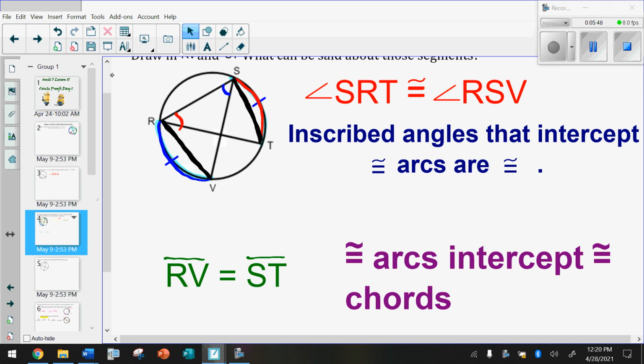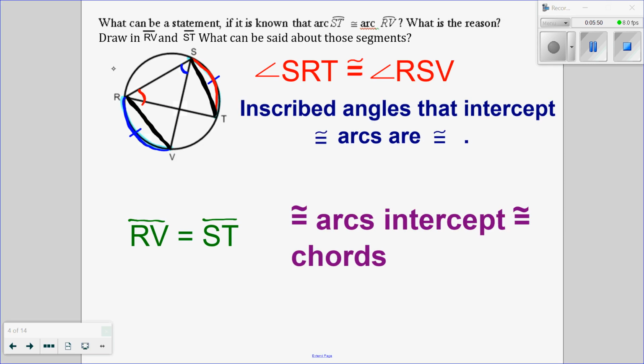There we go. Okay. Congruent arcs intercept congruent chords, and we can write that both ways. We happen to know that the arcs were congruent first. So because the arcs are congruent, then the chords are congruent. If we had the information the other way around, if we knew the chords first, then we could say that congruent chords intercept congruent arcs. This time it's congruent arcs intercept congruent chords. So it goes both ways. So make sure you have both pieces of information down.